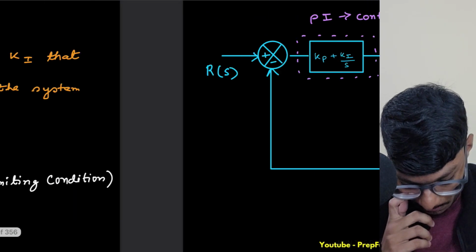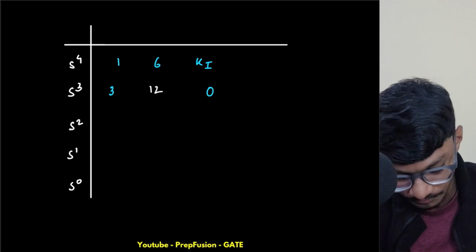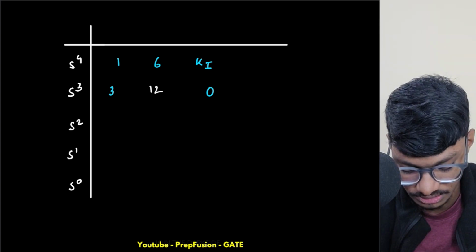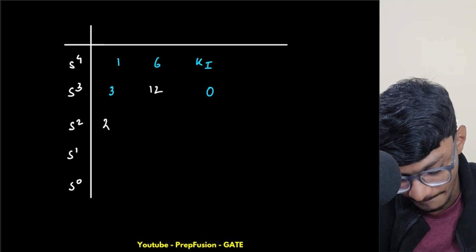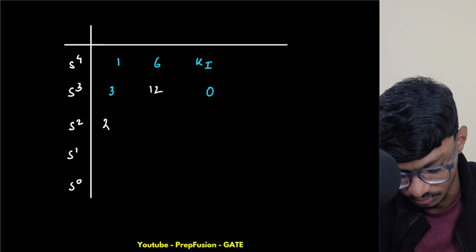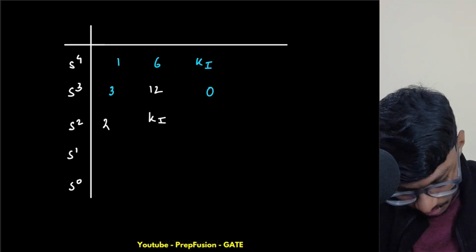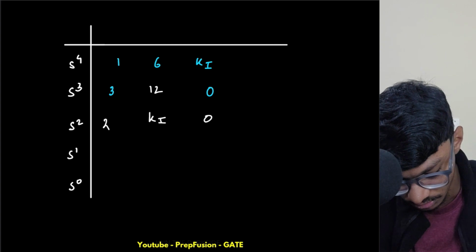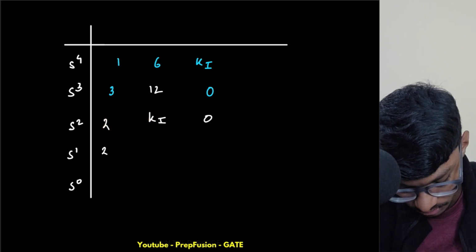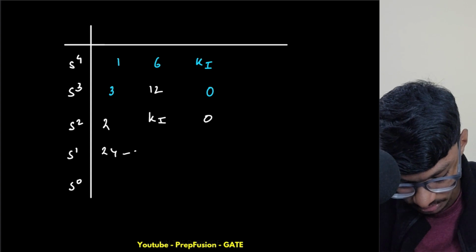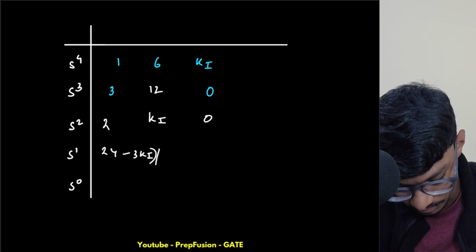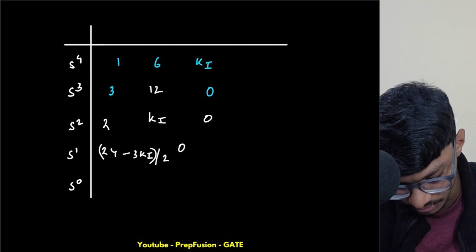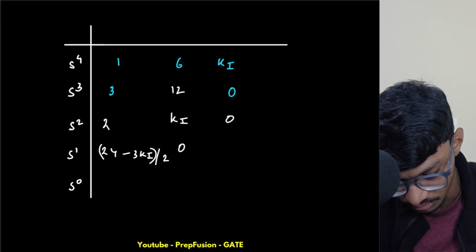Kp is 2 already. Now what is happening? This is 18 minus 12 divided by 3, which is 6 divided by 3, which is 2, and obviously this Ki will come over here because the other is 0 only. Then this is again 0, so this is 2 times 12 minus 3 Ki divided by 2, and obviously here we have a 0 because we don't have anything. I will just shift all of this to the right hand side. Yeah, we have a 0 over here.